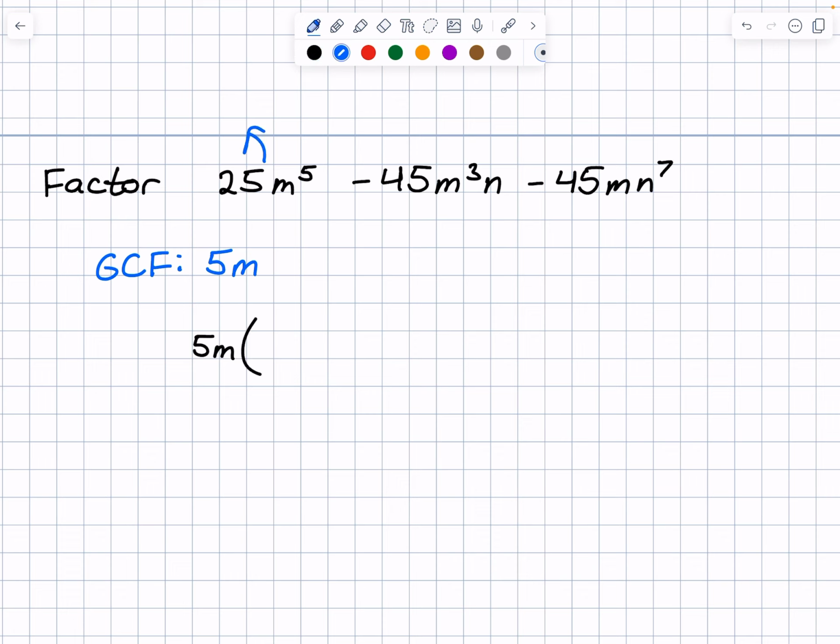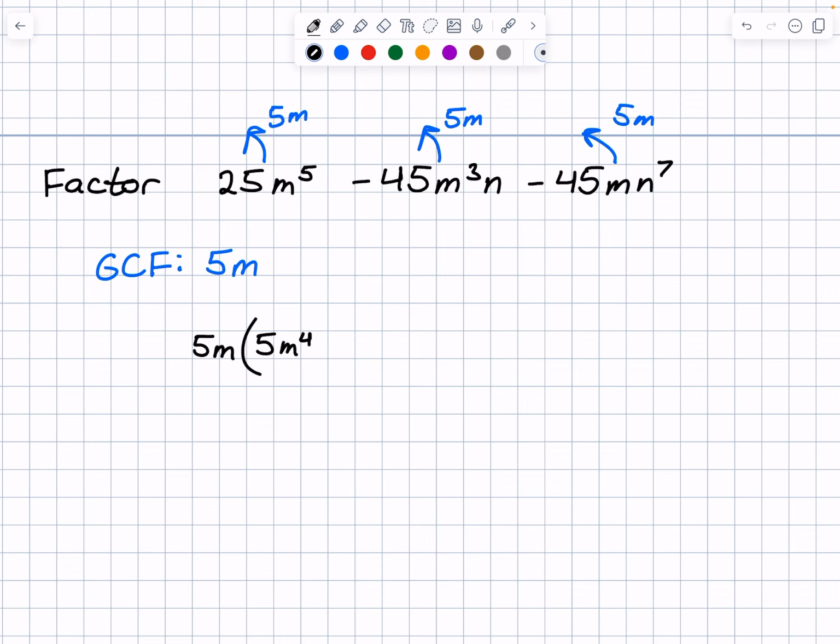So I'm going to take out a 5m from this one, I'm going to take out a 5m from this one, and I'm going to take out a 5m from this one, and I'm going to write down what's left. And when I say take out, I really mean divide. So I'm going to divide everything by 5m. So let's see. Well, 25 divided by 5 is going to be 5. And if I take out an m, there were 5 m's, there will be 4 left.